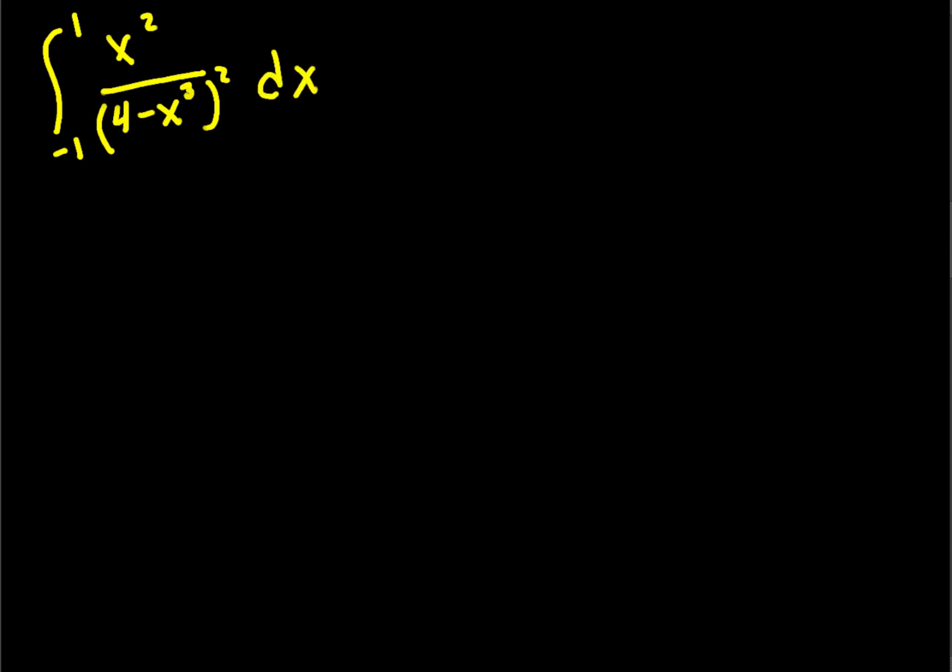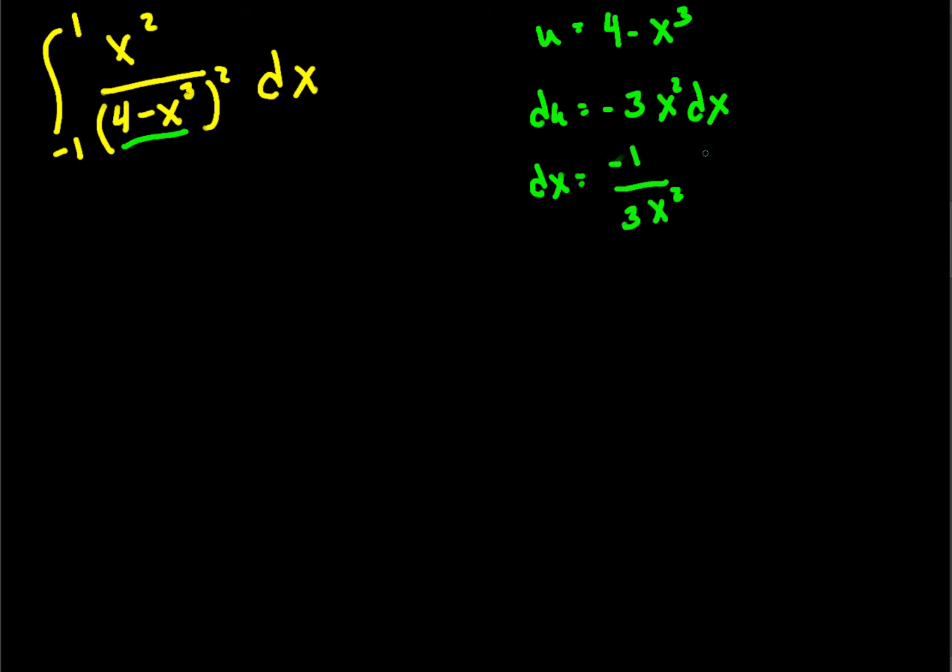So again, we need to figure out what is the u. My first guess would be, let's let u be 4 minus x cubed. So if u is equal to 4 minus x cubed, then du is equal to -3x squared dx, which tells me that dx is equal to -1 over 3x squared du. So that'll take care, hopefully, of our integrating factors in here.